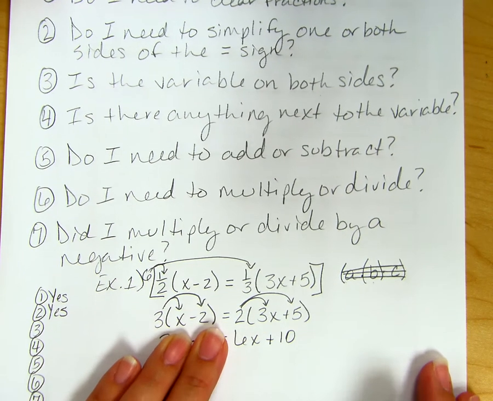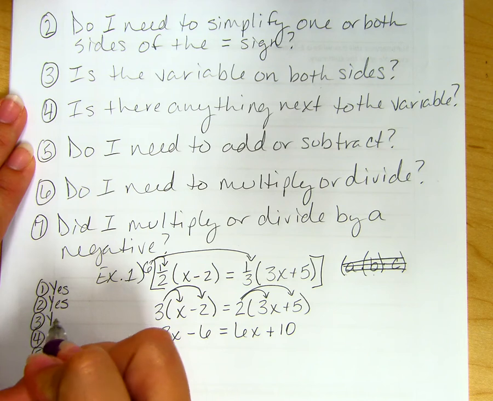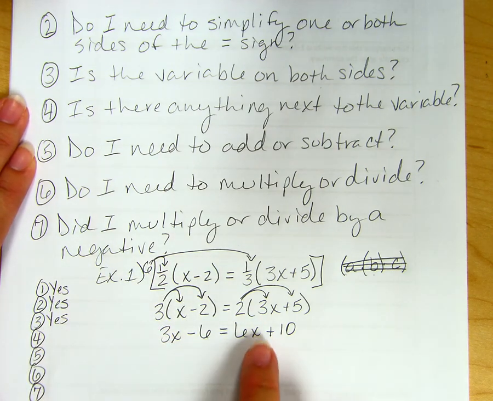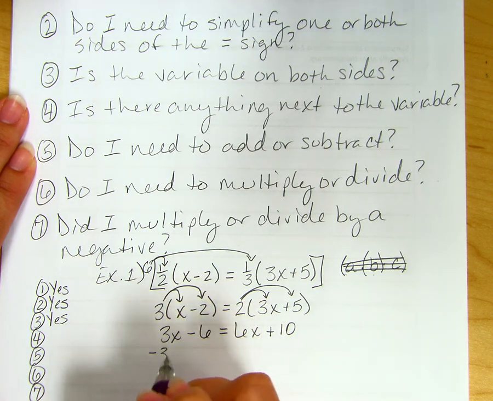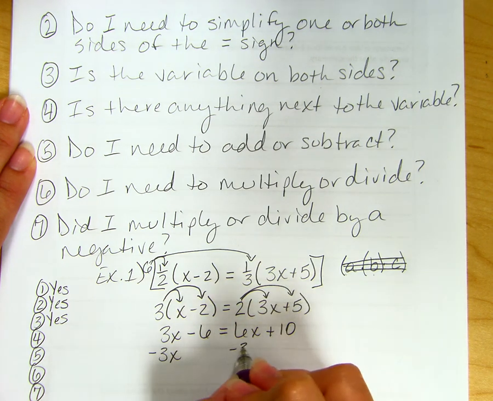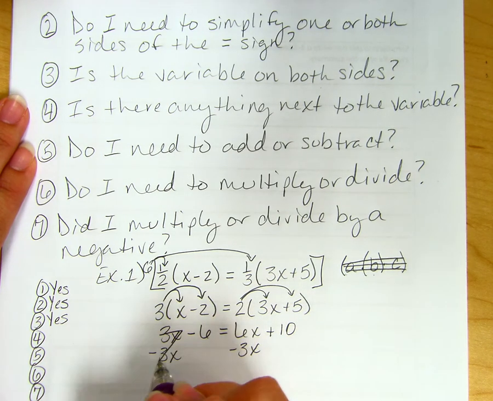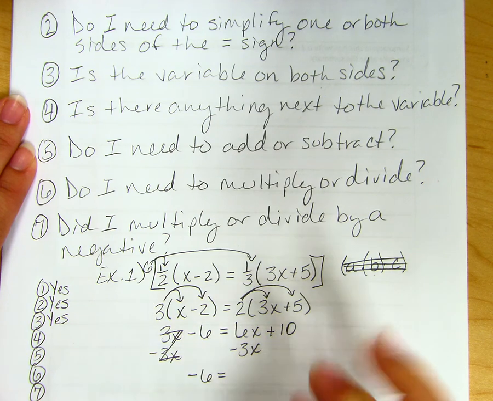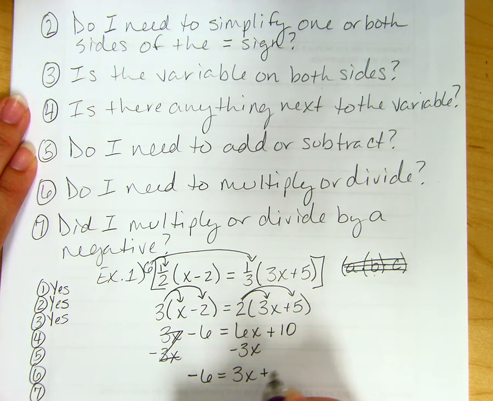So I move on to question number 3, which is, is the variable on both sides? And the answer to this, again, is yes. So I need to move a variable. I can either move the 3x over here or the 6x to the left. It doesn't matter. We're going to go ahead and move the 3x by subtracting 3x from both sides. When I subtract 3x on the left, I get a 0 pair, so I mark it out with a Z, and I'm left with negative 6. On the right, I have 6x minus 3x, which will give me a 3x, and the 10 didn't change, so it carries down.